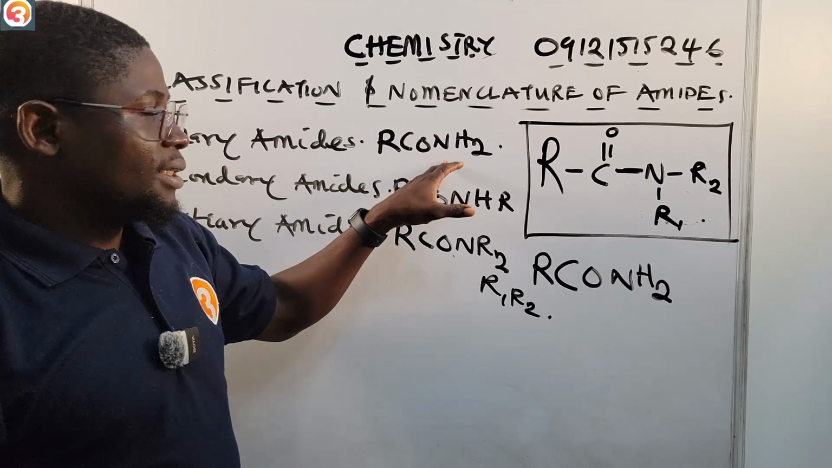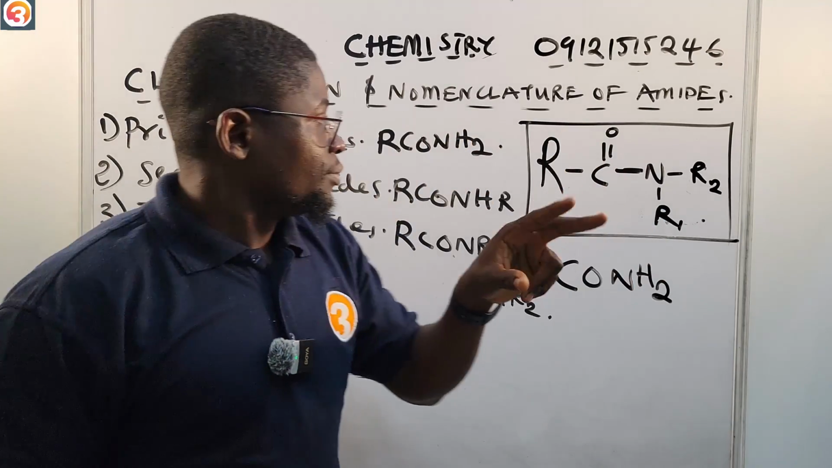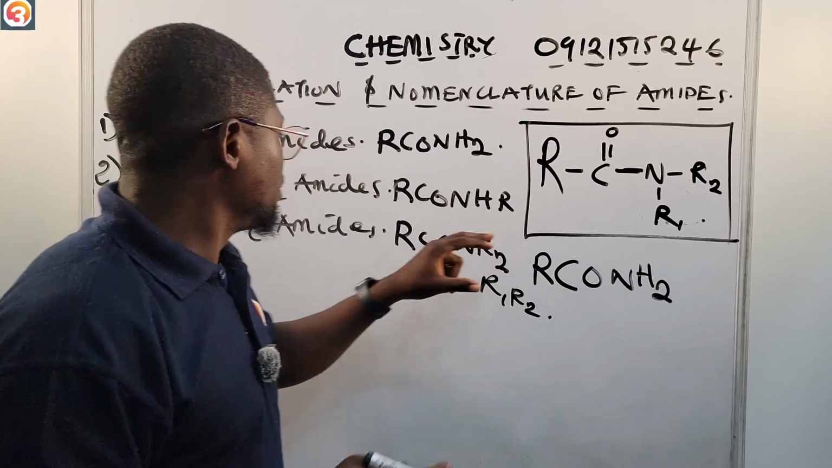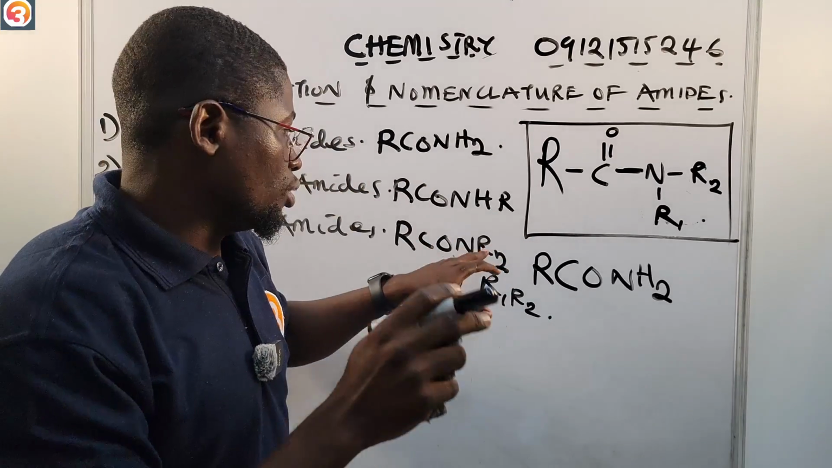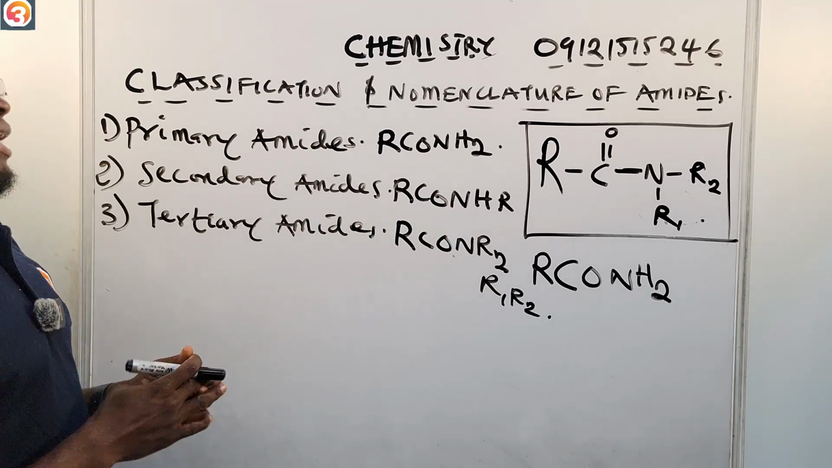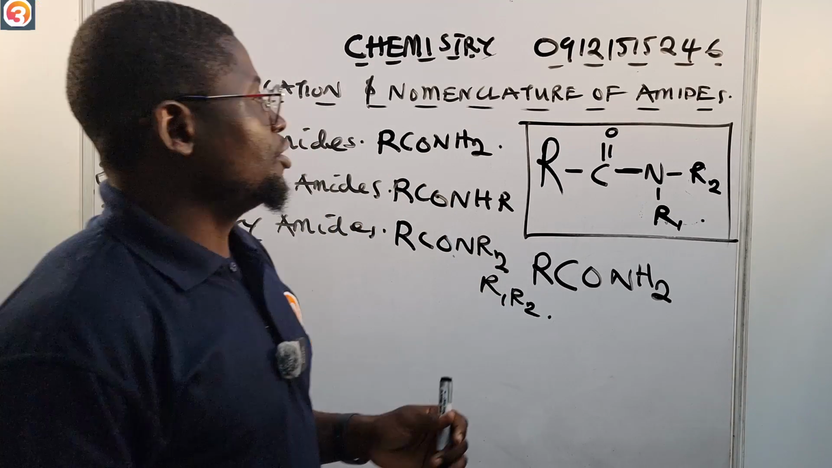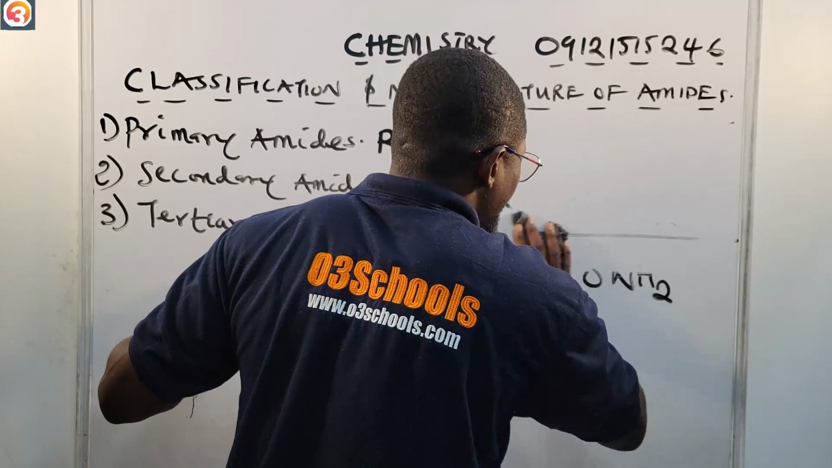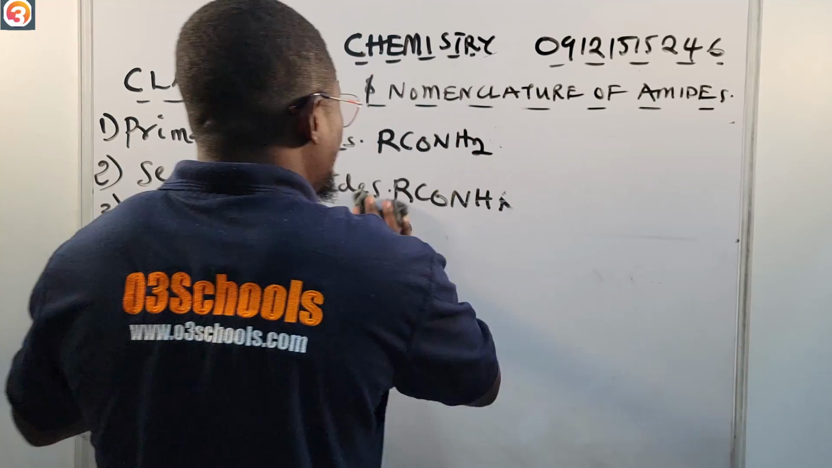Let me go over that again. Primary amides, the nitrogen is bonded to two hydrogen. Secondary amides, the nitrogen is bonded to one hydrogen and one R group. Tertiary amide, the nitrogen is bonded to two R groups. Very simple as ABC. So now, those are the classification. We'll talk about them more. We'll see examples of them when we are doing nomenclature of amides.